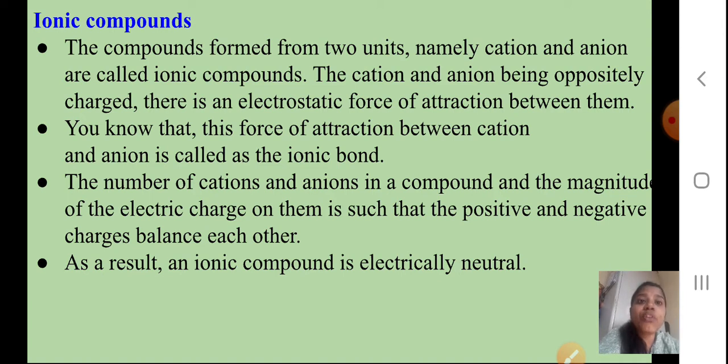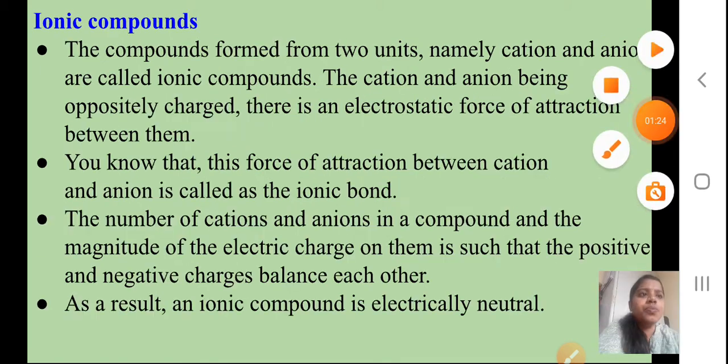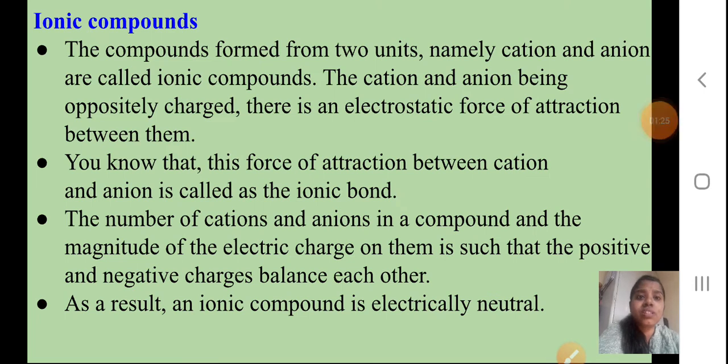The number of cations and anions in a compound and the magnitude of the electric charge on them is such that the positive and the negative charges balance each other. As a result, an ionic compound is electrically neutral. I hope whatever we have seen about ionic compounds you understood now.